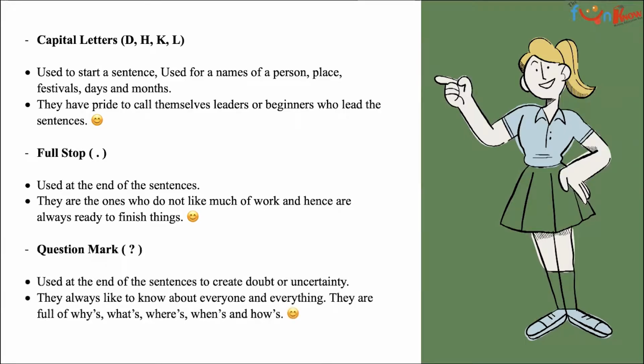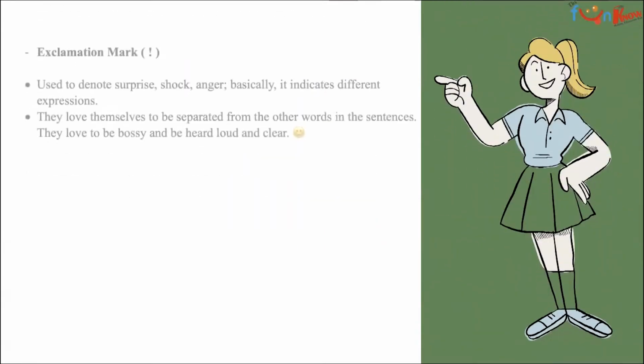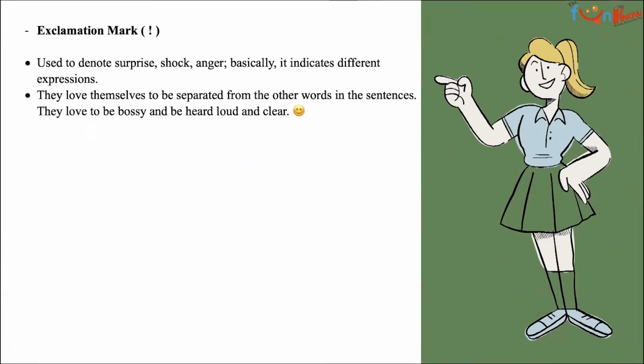The next type of punctuation we learned was question mark. It is used at the end of sentences to create doubt or uncertainty. They always like to know about everyone and everything, isn't it? They are full of whys, whats, wheres, whens, and hows. Next, we learned about exclamation mark. They're used to denote surprise, shock, anger, or basically it indicates different expressions. They love themselves to be separated from the other words in the sentences. They love to be bossy and to be heard loud and clear.